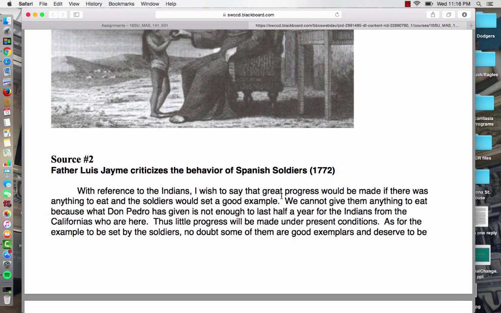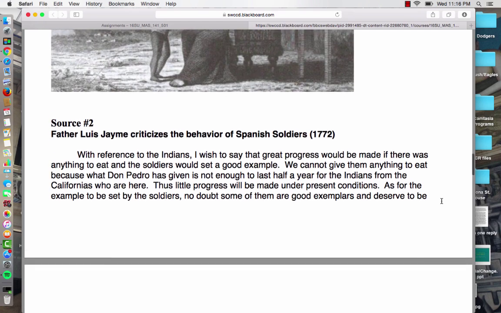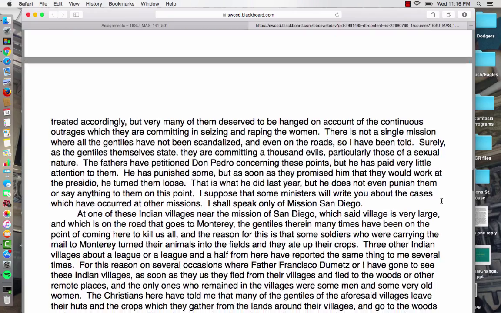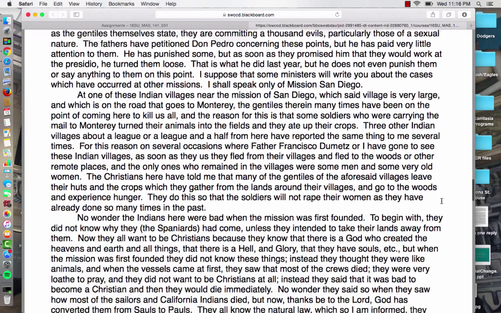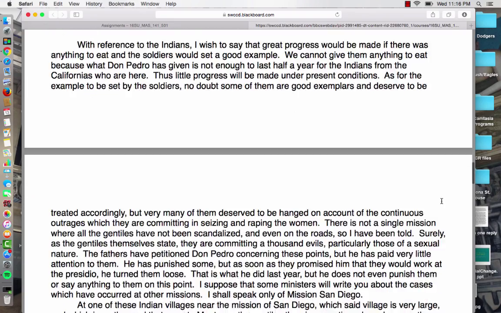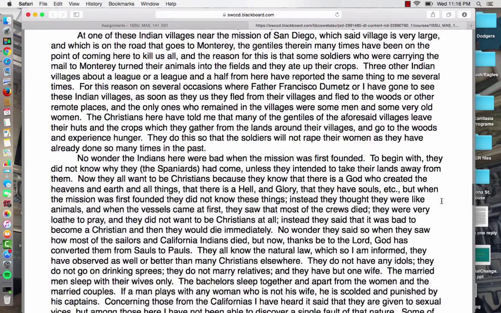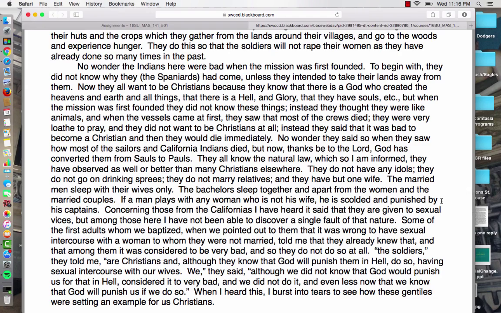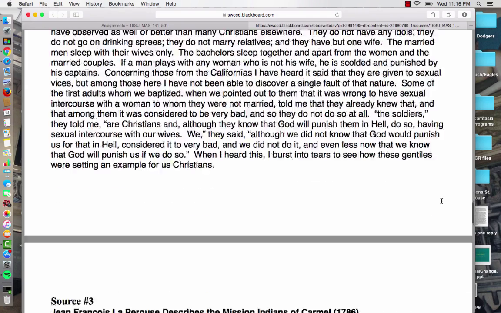So definitely read this source too, and take a close look at some of the things that Father Jaime talks about when he's pointing out what the soldiers are doing.